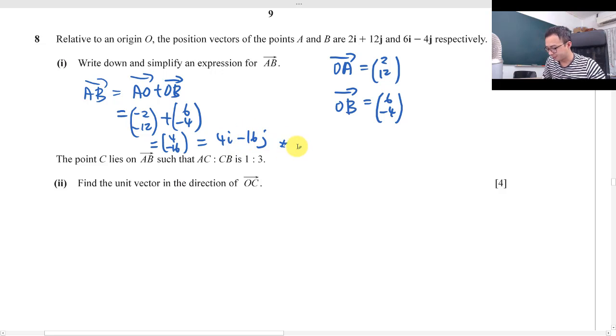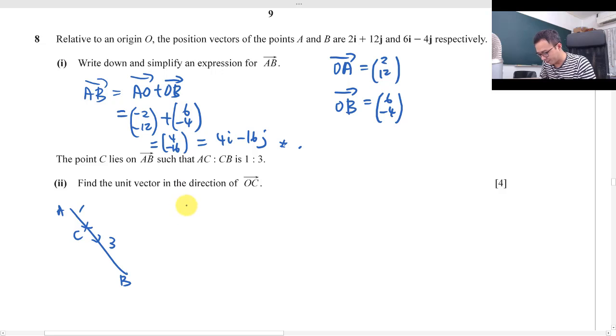Alright, C lies on AB. So imagine we have AB here. A is 2, 12, so it looks like this. This is AB, and C lies on AB, so I assume C is somewhere here. The ratio is 1 to 3. Find the unit vector of OC.